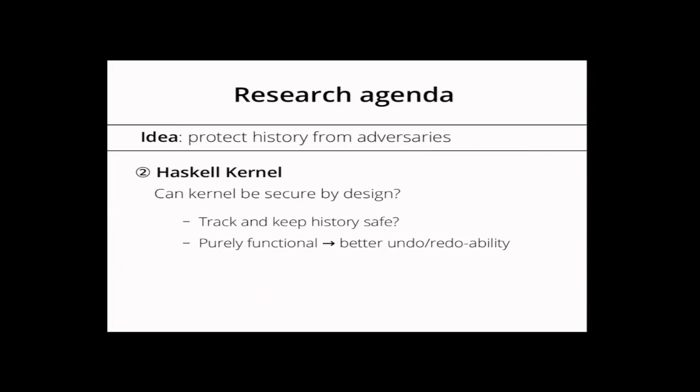Secondly, all of my past work relies on the fact that my underlying kernel is secure by default, which can never be true in practice. Then how can you protect our history from an adversary? In other words, how can I make our underlying kernel secure by design so that we can securely keep track of the history and keep the recorded history in a secure way?